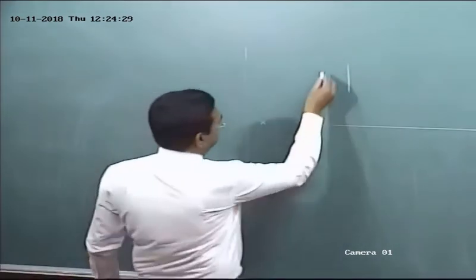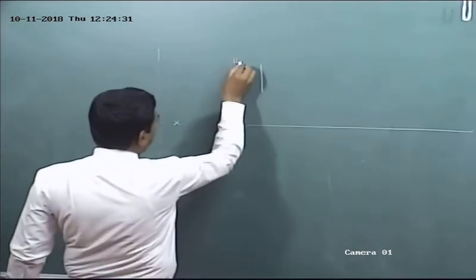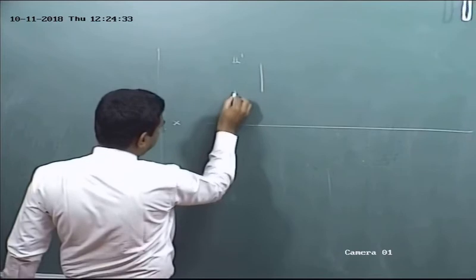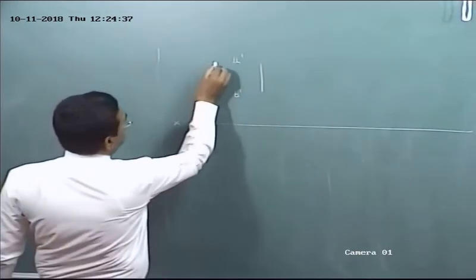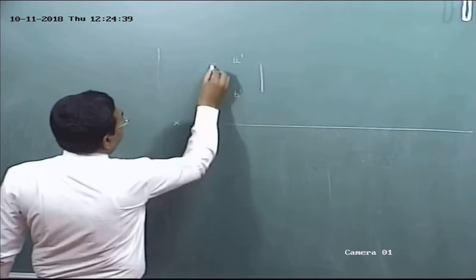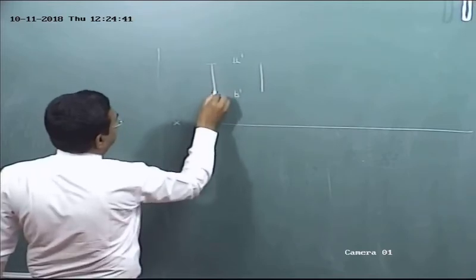Name the corners as you wish: A, B. A dash is a front view, isn't it? A dash, B dash. Then apply dimensioning. What is the side length? 30 mm. Apply dimensioning 30 mm.